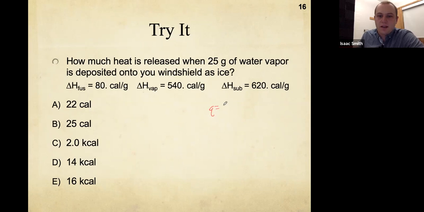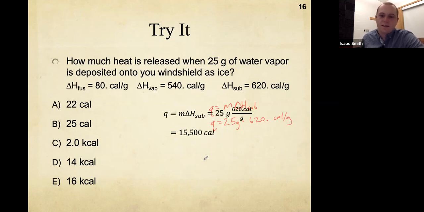Because we're doing just a phase change, temperature is not really changing, we're just going from vapor down to ice, we're going to use the m delta H. And for this one, we're using the sublimation because that's the process between solid and gases. So Q is going to equal 25 grams times 620 calories per gram. Run the math out on that one. About 15,500 calories. If you convert it to kcals and round it to two significant figures, you're going to get E.